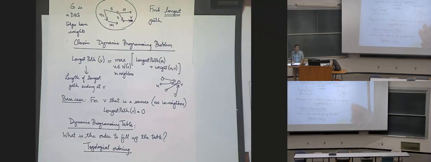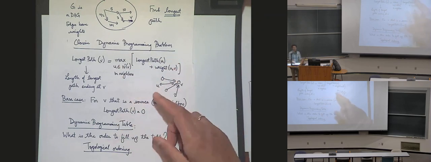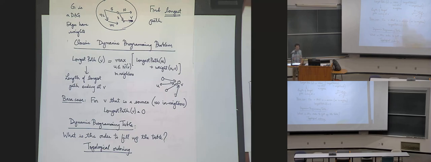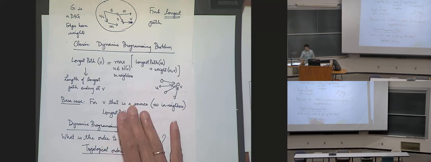Could we do shortest paths? Let's say shortest path to a vertex. You could just replace that with a min, and you get shortest. If you replaced it with some kind of a sum, you can even compute the number of paths. So you can do all these different optimizations on a DAG.